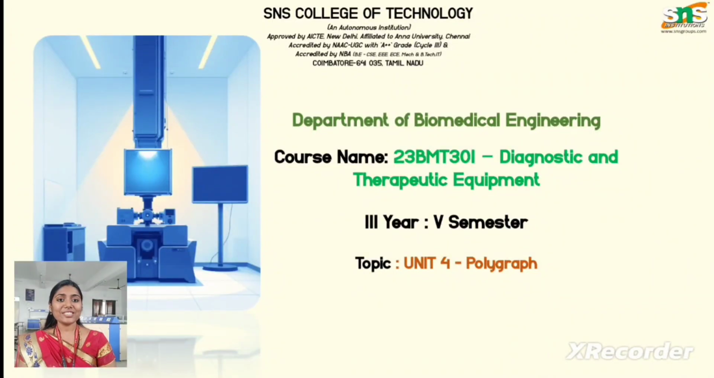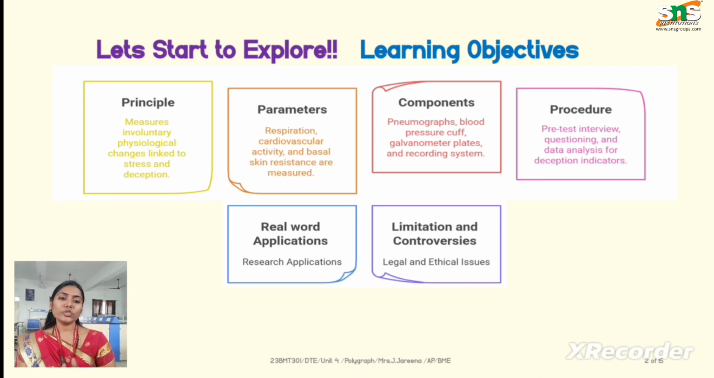Let's explore the next important topic in Unit 4, that is polygraph. The learning objective of today's class is that first we will be discussing the basic concept or definition of what is meant by polygraph, and we will also discuss the important physiological parameters which are measured using this polygraph device, and also we will be discussing the design components and testing procedure, and finally we are winding up with the real world application and limitations and controversies of using such a polygraph device.